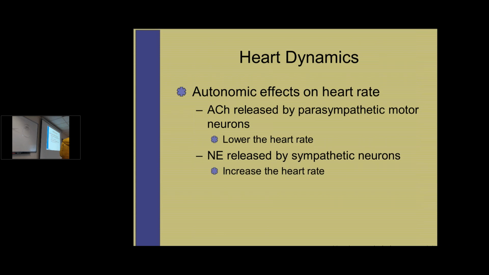Exactly. So acetylcholine is released by the parasympathetic motor neurons, lowers the heart rate. Norepinephrine is released by the sympathetic neurons, it increases the heart rate. All right? Acetylcholine decreases it, associated with parasympathetic system. The norepinephrine and epinephrine increases it, associated with the sympathetic system. Sympathetic system is fight or flight, right? So that's where your norepinephrine is going to go. Parasympathetic is rest and digest. It's going to decrease your heart rate.